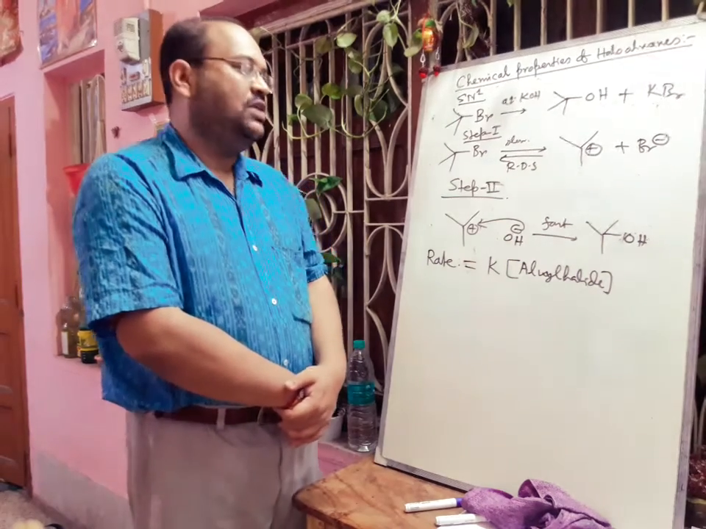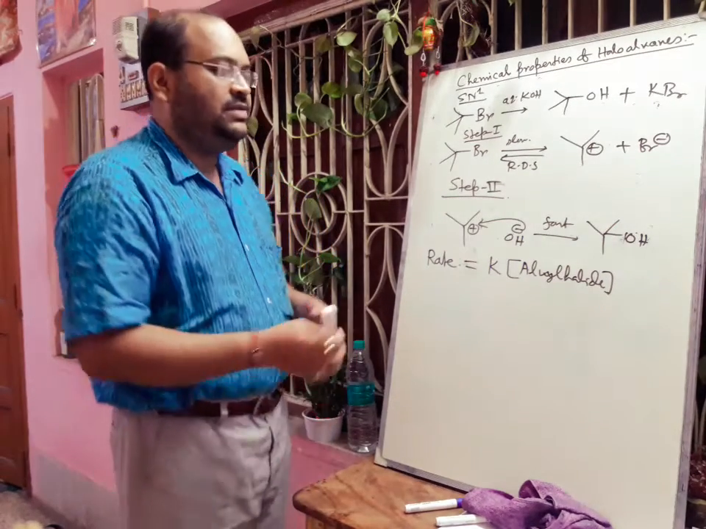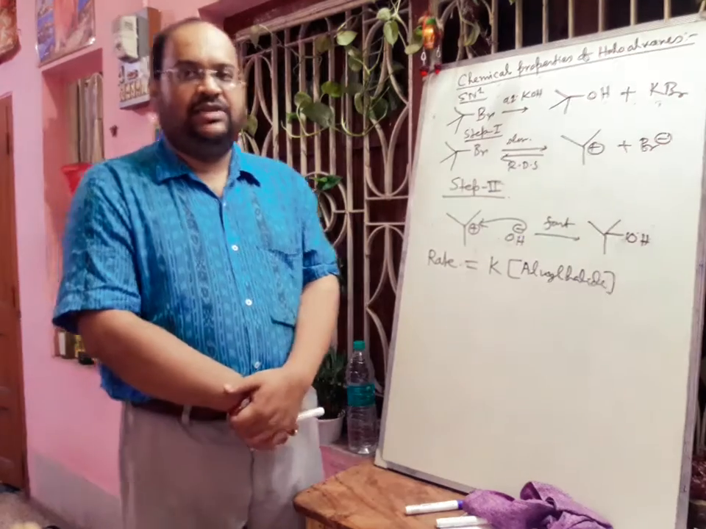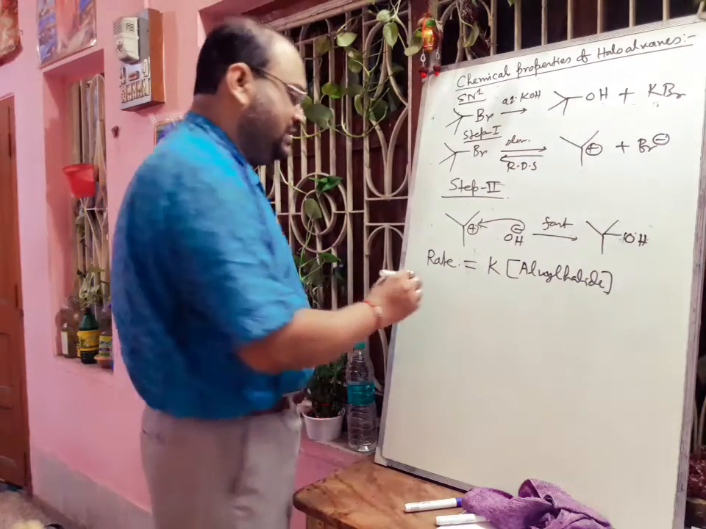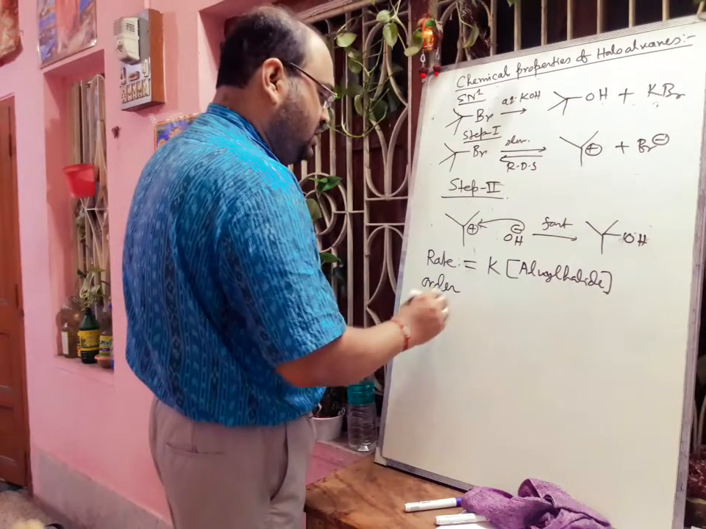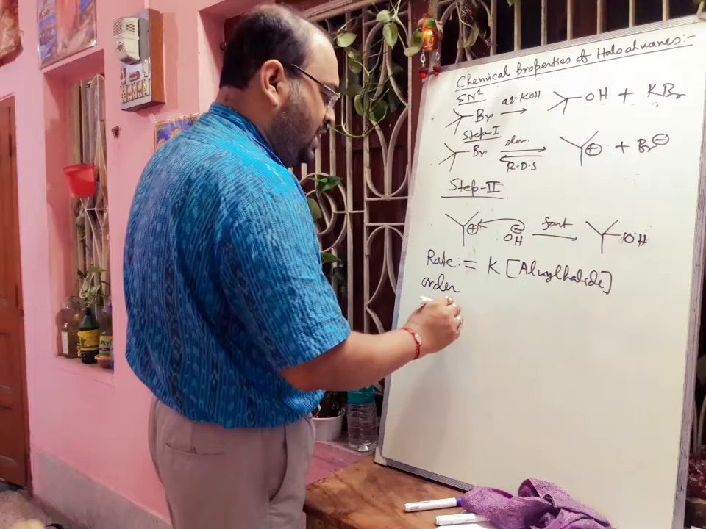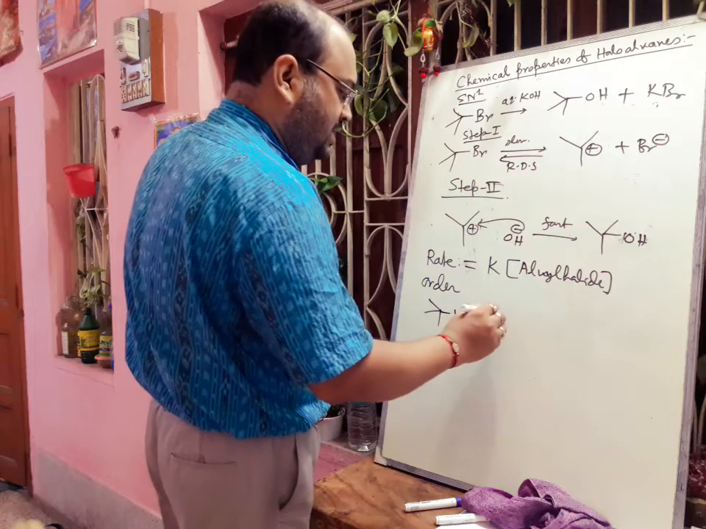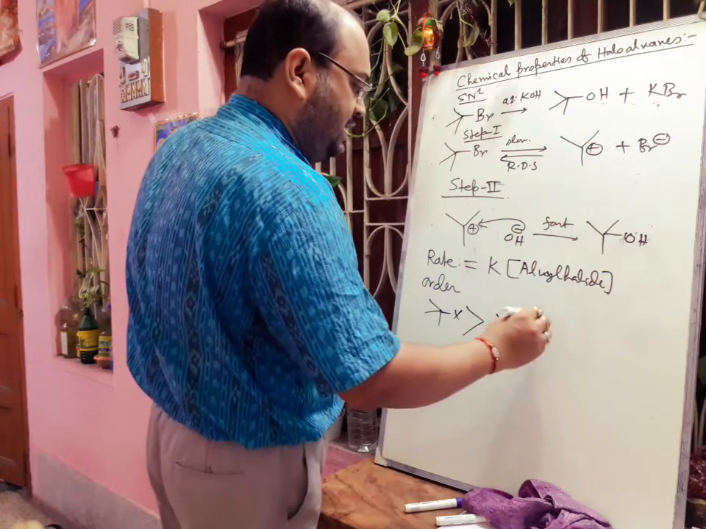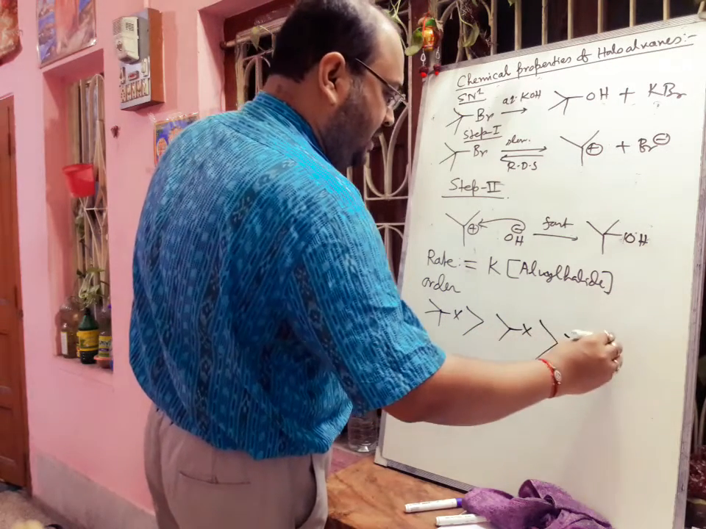Now what will be the order of reactivity? The order of reactivity will be, in case of tertiary it will be highest. So the order is, tertiary will give the highest, then there will be the secondary, then there will be the primary halide.